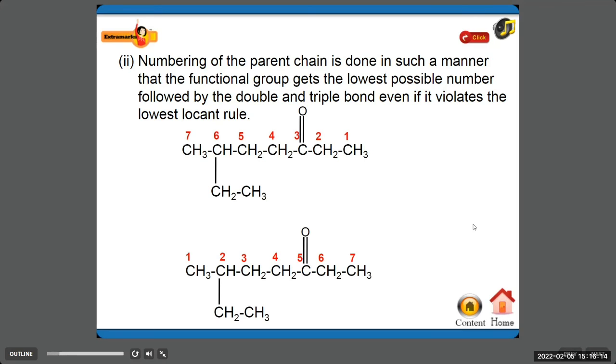For the following compound, 2 sets of the locant are possible. According to you, which one is correct? Numbering of the atoms in the parent chain should be done in such a way that the carbonyl carbon gets the lower number. Hence, the numbering of the first compound is correct, and the IUPAC name of this compound is 6-ethyl-heptan-3-one.